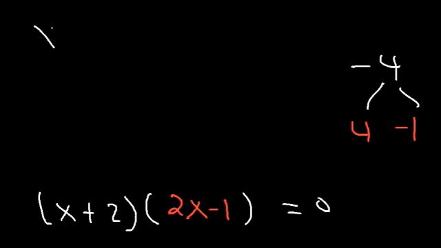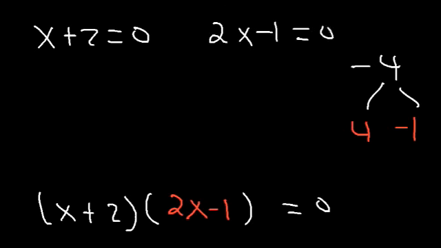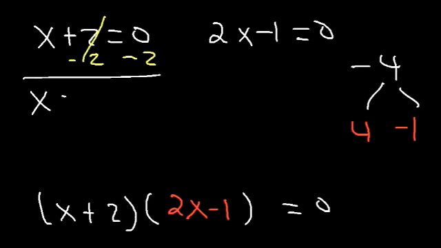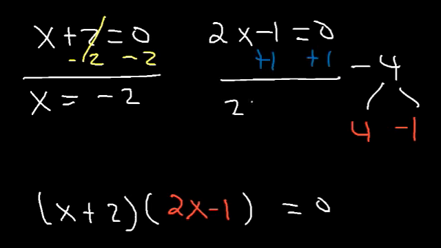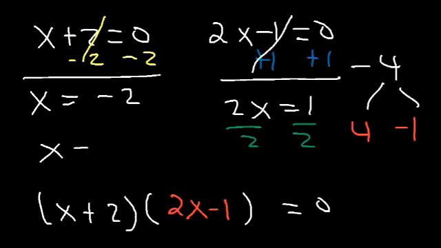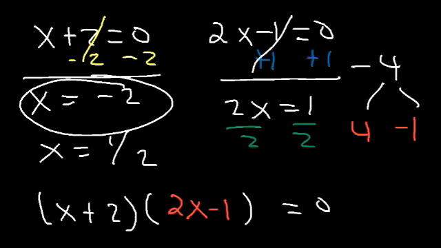Let's set each factor equal to 0 and solve for x. For this one, all we need to do is subtract both sides by 2. And so x is equal to -2. Now for the other one, we have to do a little bit more work. We need to add 1 to both sides. So 2x is equal to 1. And then we need to divide both sides by 2. So x is equal to 1/2. So x is equal to -2, and x is equal to 1/2.